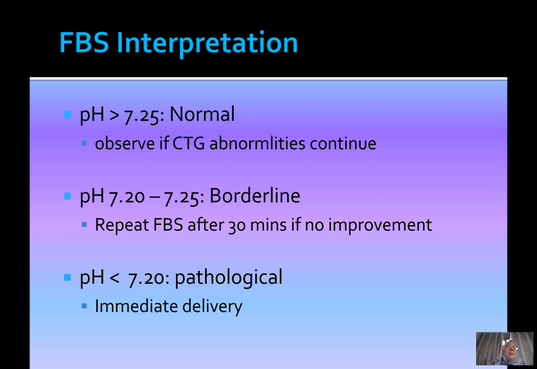The FBS interpretation is easy. You will get an immediate result, and every pH above 7.25 is normal. So you can continue with the labor, observe the CTG abnormalities, and only repeat the FBS if abnormalities persist or get worse. Then you have borderline pH, which is 7.20 to 7.25. These are not absolutely normal. They need observation and possibly repeat FBS after 30 minutes. And then you have pH below 7.20, and these are pathological. They need immediate delivery.